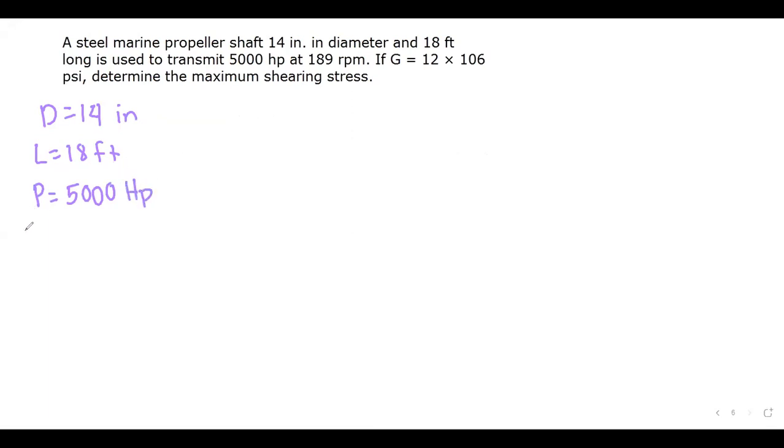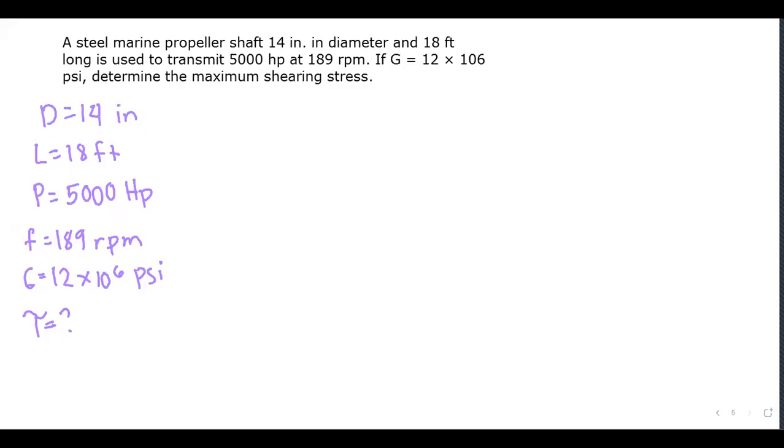Ayan. And meron tayong F na 189 RPM or frequency. And G. So, G is equal to 12 times 10 raised to 6 PSI. Okay? And find the maximum shearing stress. So, first, alamin natin kung anong unit yung horsepower or conversion niya. Okay? So, ayun. 1 horsepower is equal to 550 foot-pounds per second. Okay? So, yun yung gamitin natin.